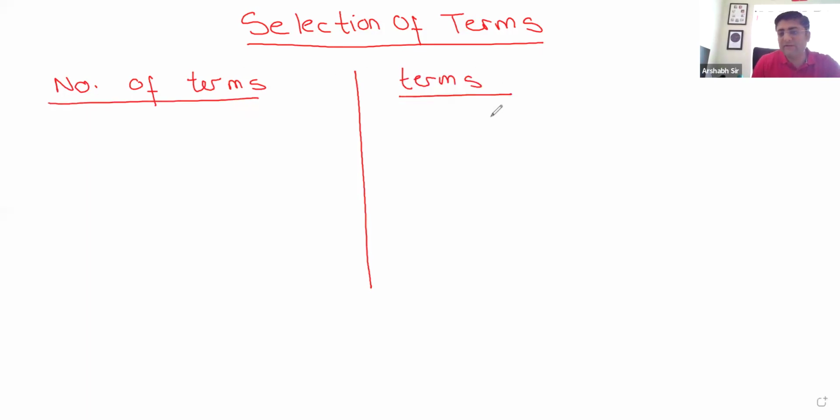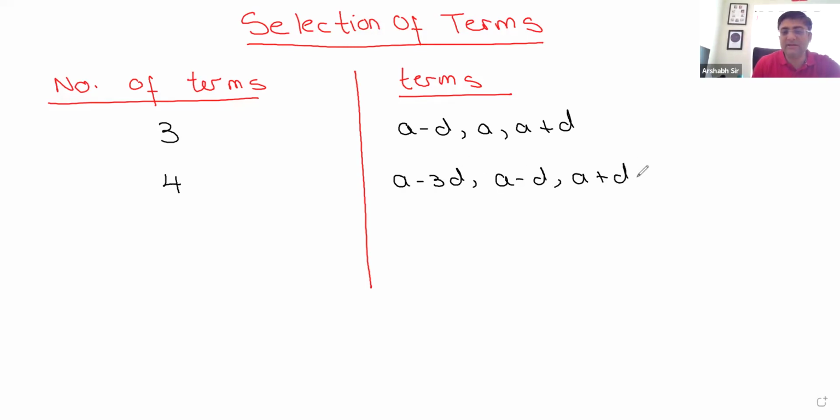Whenever the question says that you have 3 terms which are in AP, always take them as A minus D, A and A plus D. The logic behind this is when you add these terms, A minus D plus A plus D, the D cancels out and you get 3A. Similarly, if you have to take 4 terms in an AP, it'll be A minus 3D, A minus D, A plus D and A plus 3D. See, the common difference is the same.